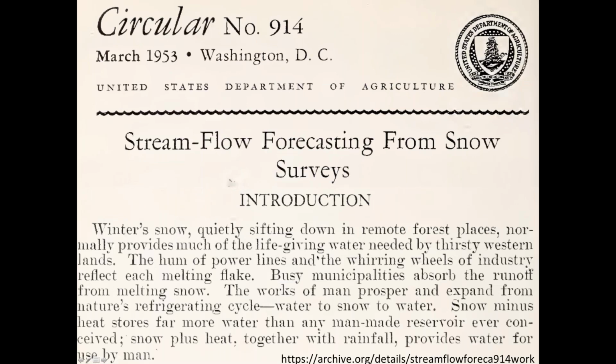Winter snow quietly sifting down in remote forest places normally provides much of the life-giving water needed by thirsty western lands. The hum of power lines and the whirring wheels of industry reflect each melting flake. Busy municipalities absorb the runoff from melting snow. The works of man prosper and expand from nature's refrigerating cycle, water to snow to water. Snow minus heat stores far more water than any man-made reservoir ever conceived. Snow plus heat, together with rainfall, provides water for use by man.